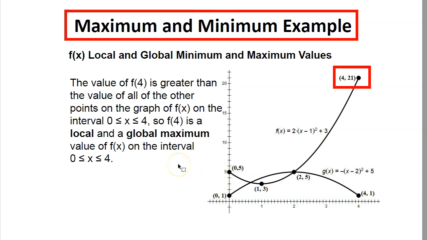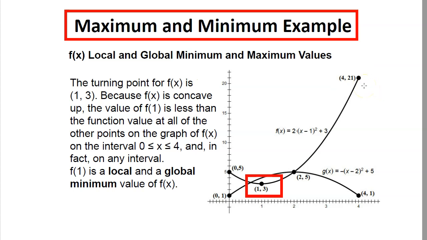Still thinking about f of x, the value of f of 4 is greater than the value of the other points on the graph, the nearby points and all of the points from 0 to 4. So f of 4 is a local maximum, but it's also a global maximum on this interval because it's the highest of all the high points.